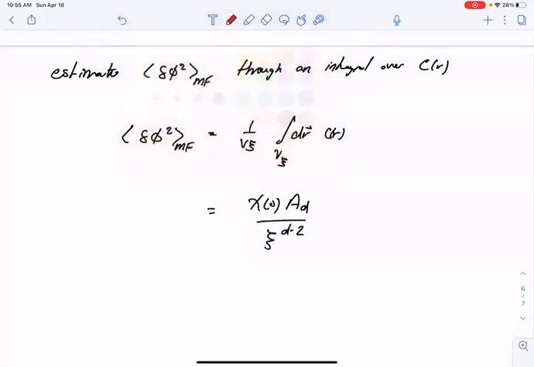That is because we know C of R is some decaying function to the R to the d minus 2. So doing a U substitution, factoring out the correlation length dependence, we have a value of the correlation length to the d. We're able to pull out just the correlation length then to the d minus 2.